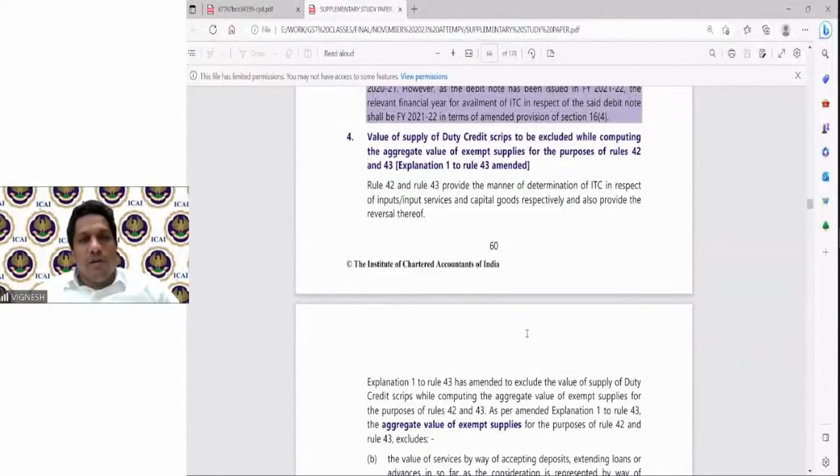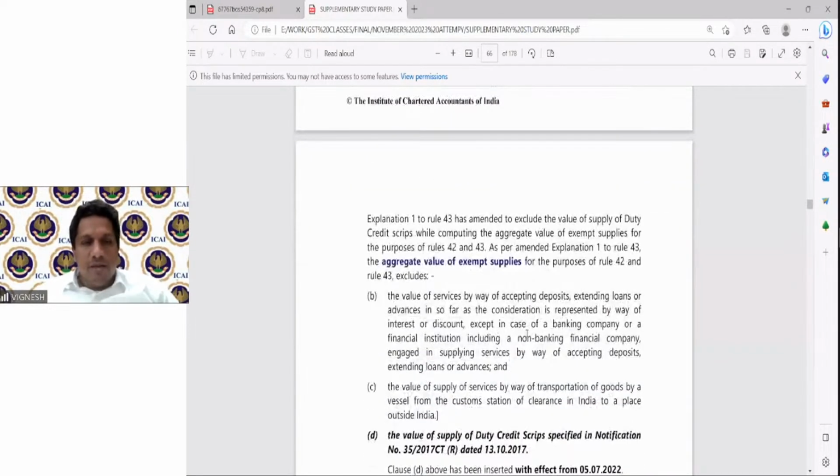So what is 42 and 43? I'm sure all of you know by now. 42 is apportionment of credit for input goods and input services, and 43 is apportionment of credit for capital goods. Fine. So Explanation 1 has been amended to exclude the value of supply of duty credit scrips while computing the aggregate value of exempt supplies. As per the amended explanation, the aggregate value of exempt supplies has to exclude all of these.